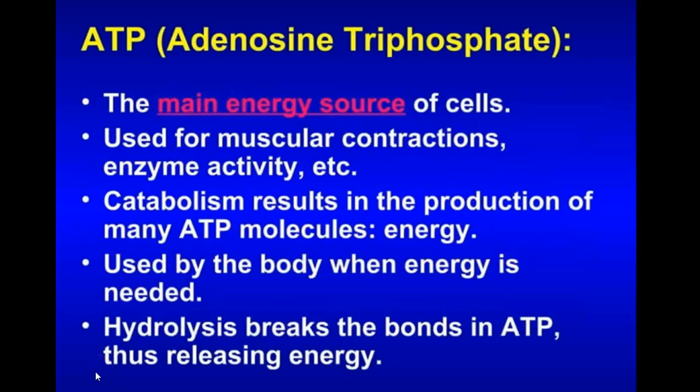Let's see what is ATP. ATP is the main energy source of the cell. It is an organic compound composed of phosphate groups, adenine, and the sugar ribose. These molecules provide energy for various biochemical processes in the body. Therefore, it is also known as the energy currency of the cell. It is used for muscular contraction, enzyme activity, etc. Catabolism results in the production of many ATP molecules, which is the energy used by the body when energy is needed. Hydrolysis breaks the bond in ATP, thus it releases energy.